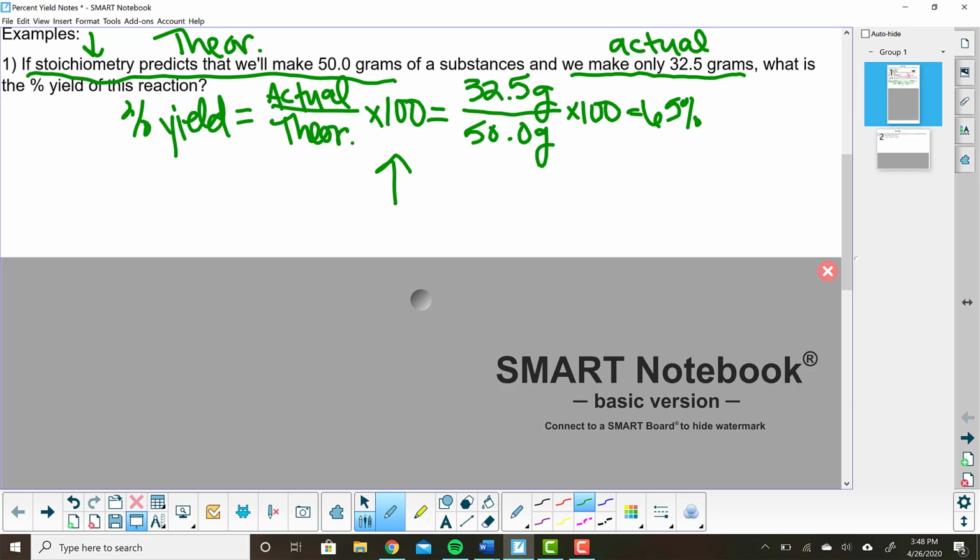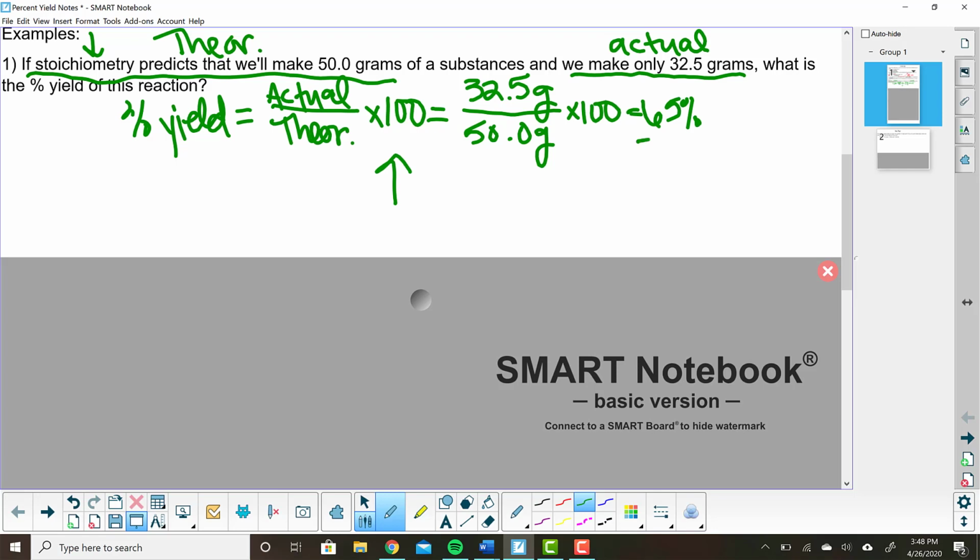But 65% I think is fairly reasonable. Something really ridiculous like 10%, it would have to have been a huge human error to get a percentage something like 10%. I would say anything in the range of 50 to 80% is fairly normal for percent yield.